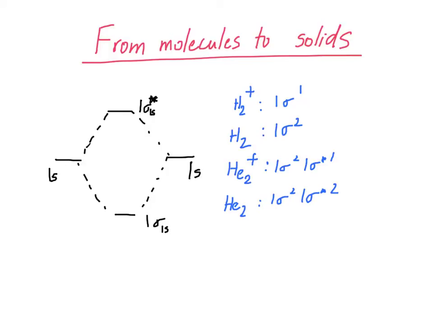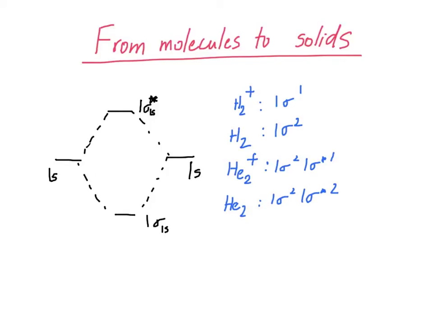So this helium 2 plus system will have 3 electrons in the system. So 2 will go to the bonding sigma orbital, and the third electron will go to the antibonding sigma star level, and so its electronic configuration is going to be given by 1 sigma 2, 1 sigma star 1. And finally going on to the neutral helium dimer, this system over here, which clearly has 4 electrons, its electronic configuration is going to be 1 sigma 2, 1 sigma star 2.